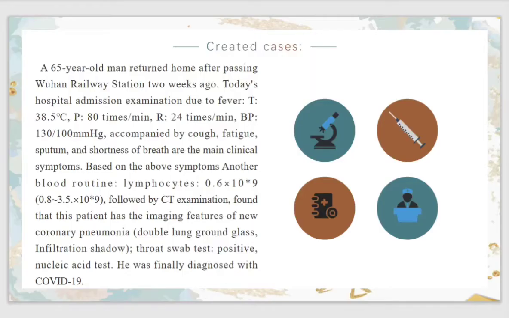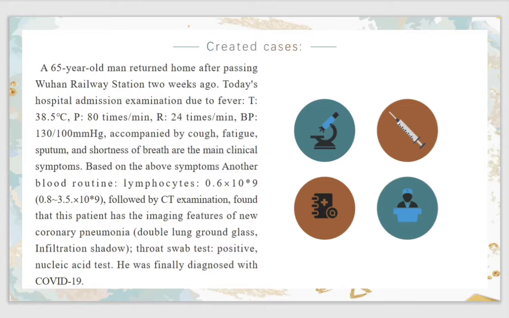A 65-year-old man returned home after passing Wuhan railway station 2 weeks ago. Today's hospital admission examination was due to fever, T 38.5, P 80 times per minute, R 24 times per minute, BP 130 over 100, accompanied by cough, fatigue, sputum, and shortness of breath as the main clinical symptoms.